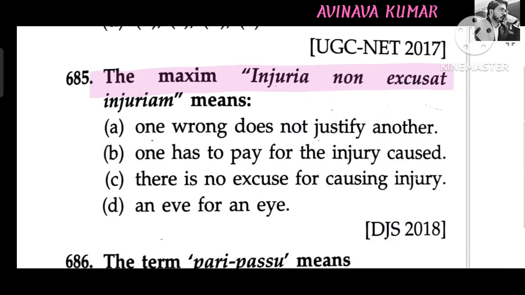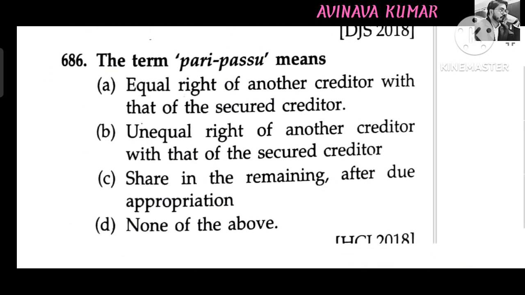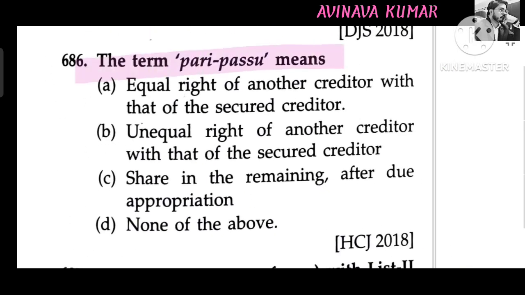The maxim injuria non excusat injuriam means one wrong done does not justify another. The term pari passu means equal right to another creditor with that of the secured creditor.